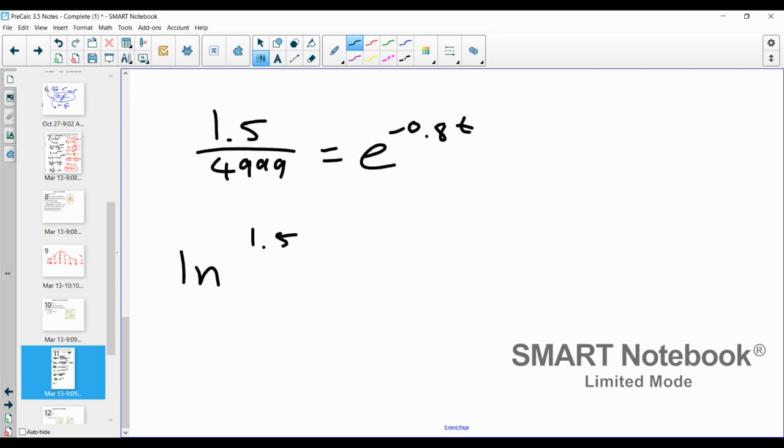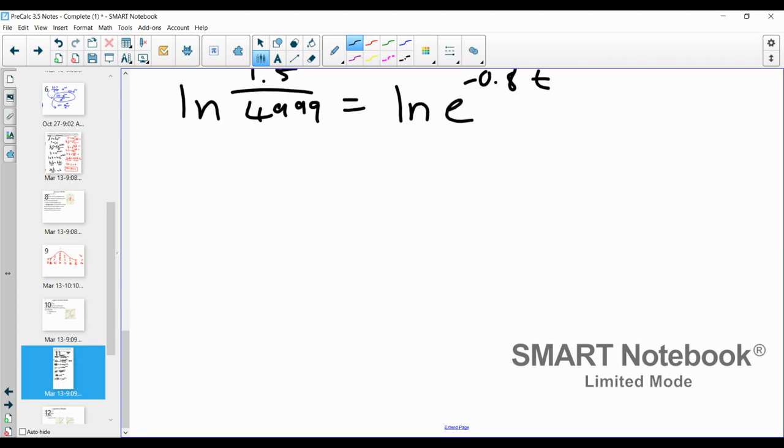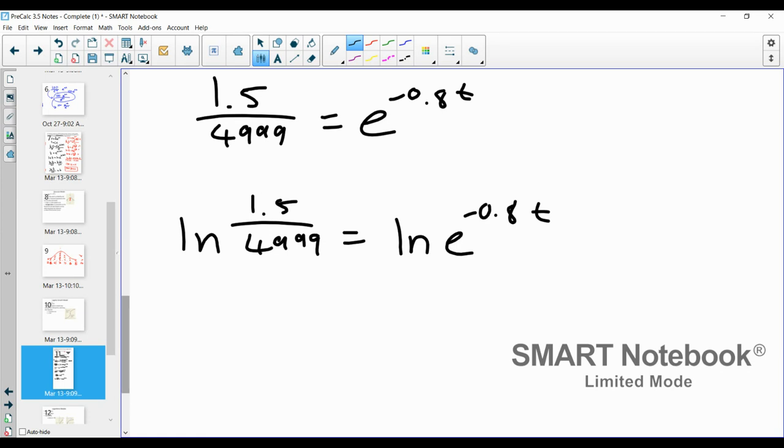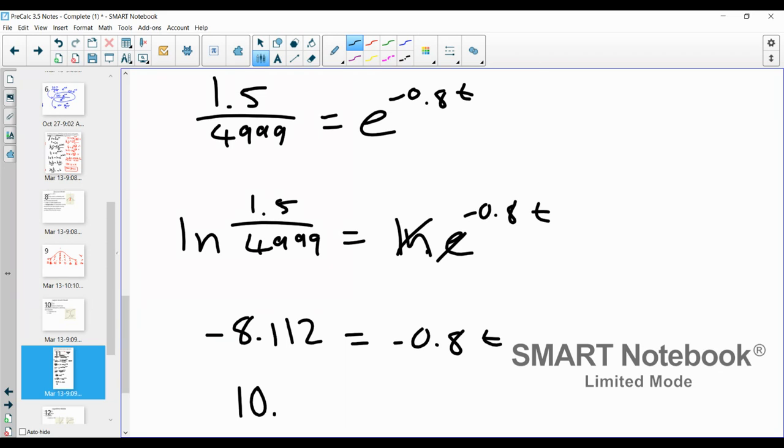Take the natural log of both sides. Sorry for rushing here at the end. Let's see if we can do the natural log of this mess now. This is negative 8.112. Let's cancel here, this is negative 0.8t, and then divide. Sorry for rushing there at the end. I just wanted us to see it. It probably wasn't even worth it with how fast I went.